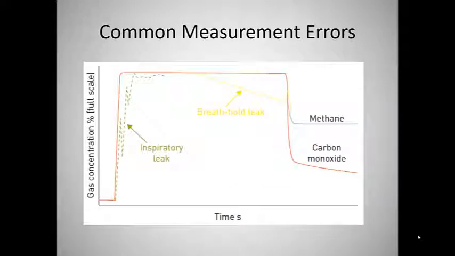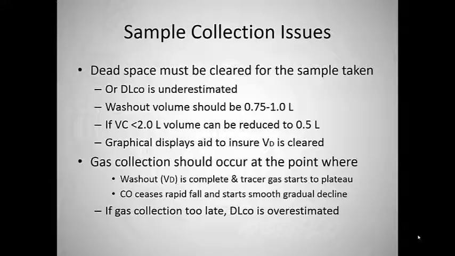When you actually look at the gas concentrations, when you start seeing jagged lines in the inspiratory portion here, it means you got leaks here. When you start seeing the tracing during the breath hold start drifting down a little bit, it means you have a breath hold leak on there. These are things that are actually pretty easy to spot on the tracings themselves.